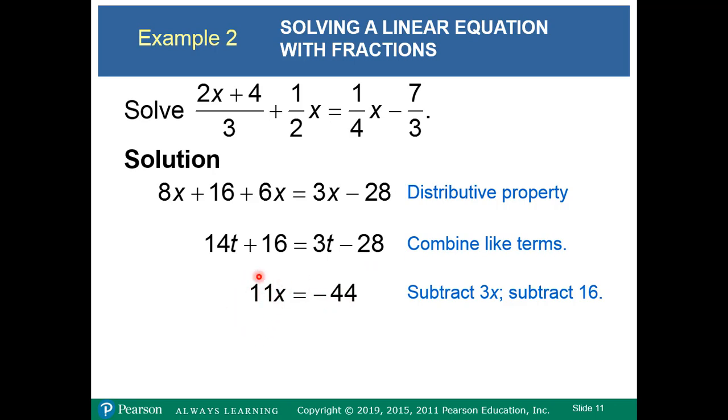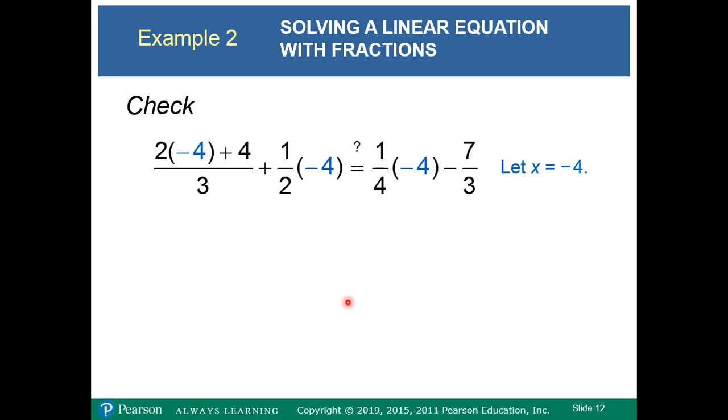So what am I going to do? I'm going to divide both sides by 11, right? Because I need to get rid of that 11 and make a 1. So 11 divided by 11 is 1. But again, I have to do it on both sides. And so I get x equals negative 4.